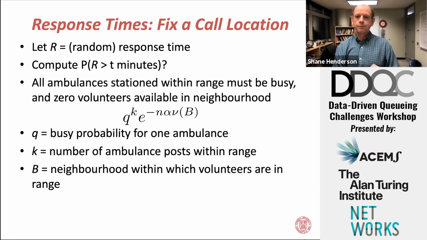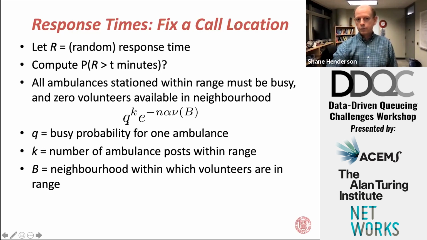And if we do this for a bunch of different values of little t, we've got the full distribution of the response time. So in order for the response time to be greater than t minutes, any ambulances that are stationed within range of this cardiac arrest must be busy. And there must be no available volunteers, those who are willing to accept the alert. There can't be any of those in the neighborhood. Well, that's just this probability.